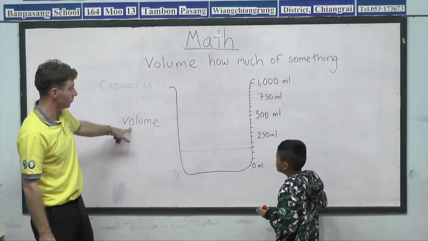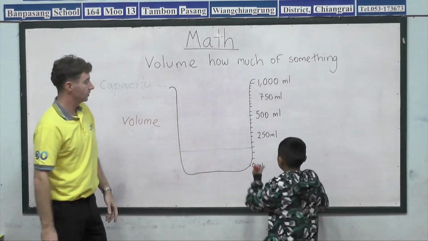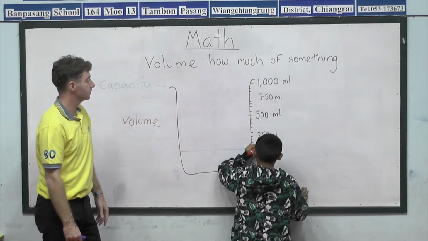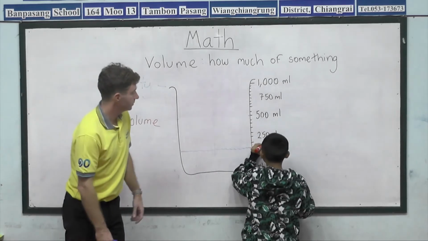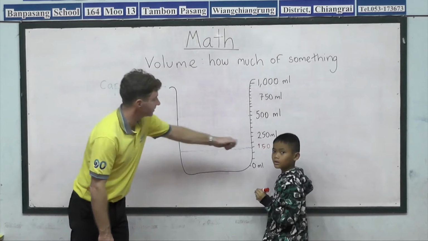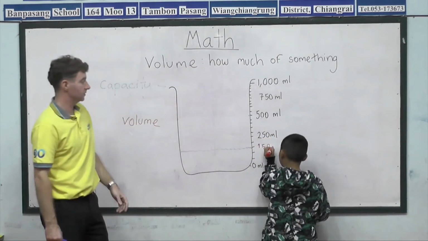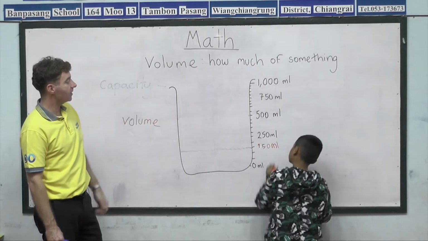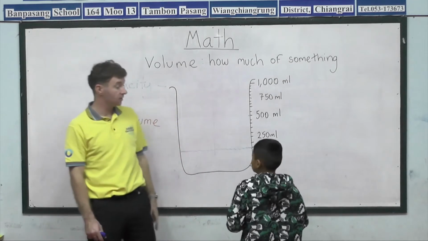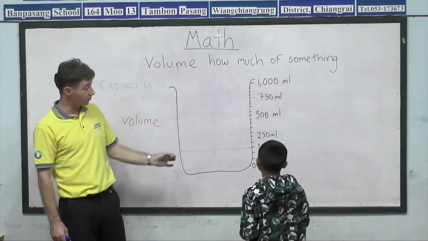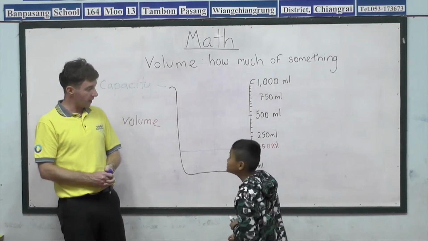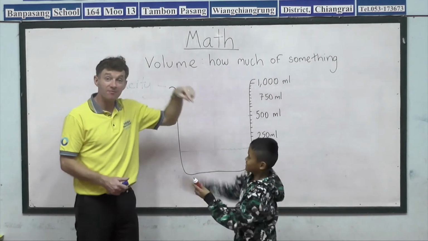So what's our volume? Can you write here? 150. Excellent. And then don't forget our units. ml. Perfect. So what's our volume, Chu? Our volume now is 150 milliliters. Okay? High five. And round of applause for Chu.